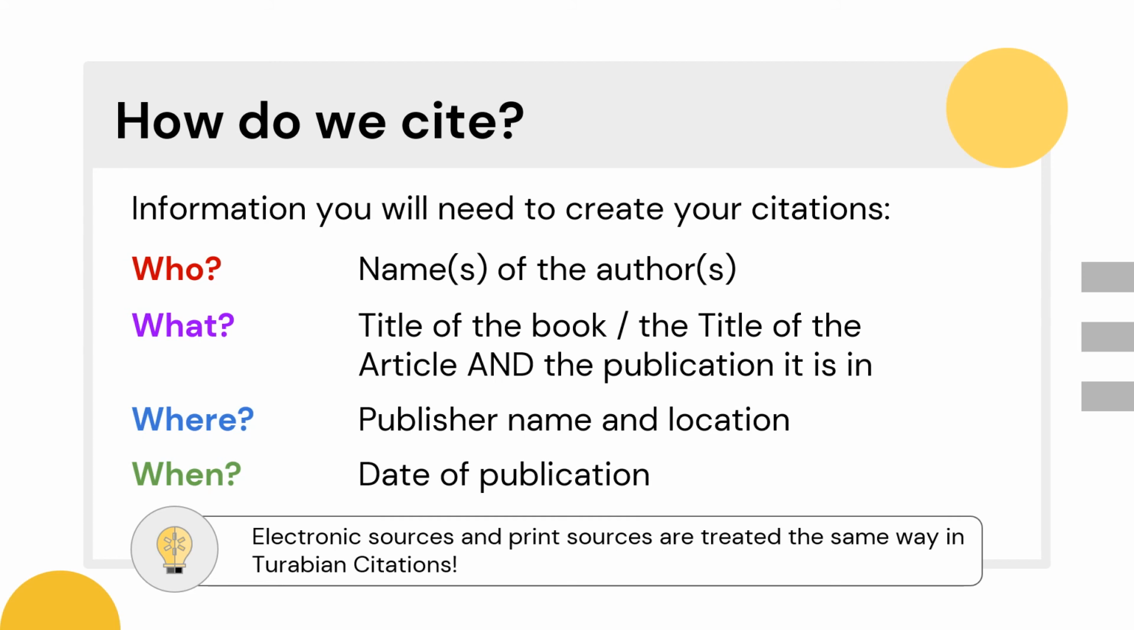If this is a book, it's the title of the book. If it's a journal article, you'll need both the title of the journal article and the name of the publication. For where, you'll need to know where the source was published, so the publisher's name and location. For when, you'll need the date that the source was published.